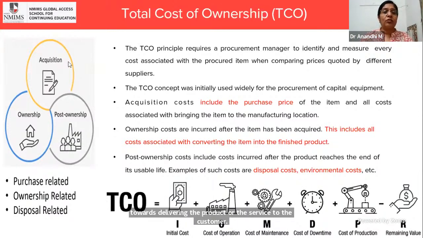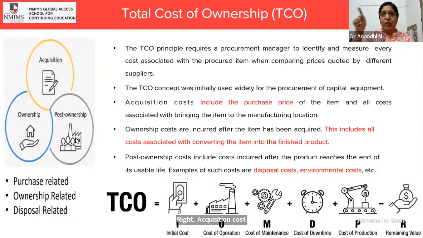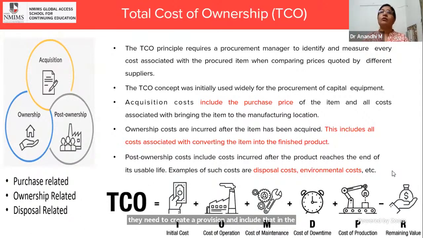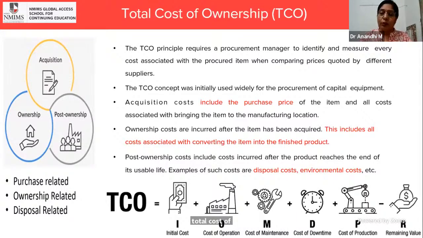So three main costs: acquisition cost, ownership cost, and post-ownership cost. Like reverse logistics, another aspect we ignore is the after-sales service. Now companies include that as a service. When they include this as a service package, when they sell the product, they need to create a provision and include that in the total cost of ownership also. Because together all these costs contribute towards the total cost of ownership, right?